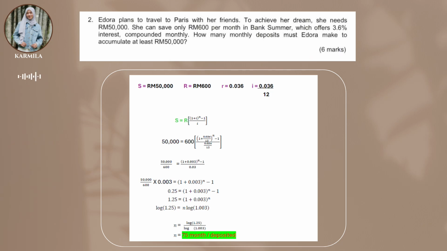Once I get that value, I take the logarithm on both sides to solve for the number of months n. Finally, after calculating, n comes out to approximately 75 months. So Idora needs around 75 monthly deposits to reach 50,000 ringgit.